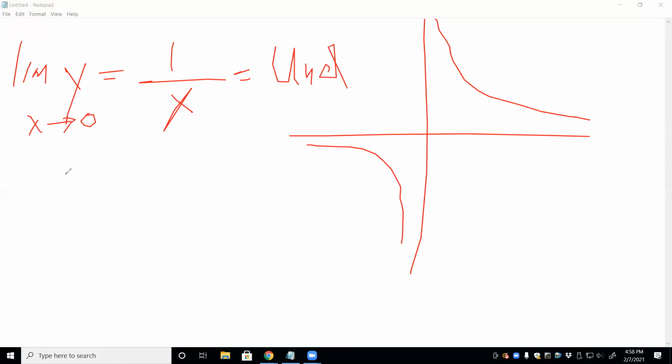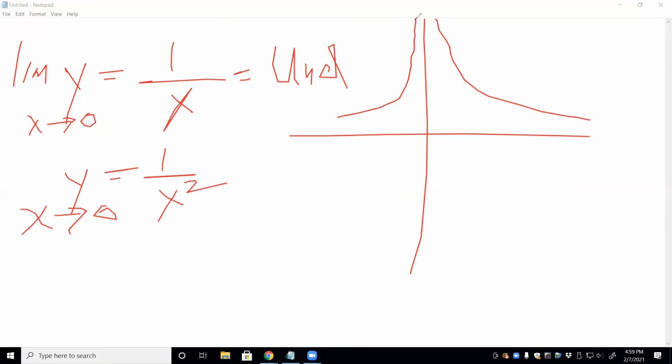However, if I make my function this, and I want to know what happens as x goes to 0, first of all, that graph is like this. Okay. And now, as I approach 0 from the right, the limit is positive infinity. As I approach 0 from the left, the limit is positive infinity. So they are the same. So it's infinity. So in my book, that means it's infinity.